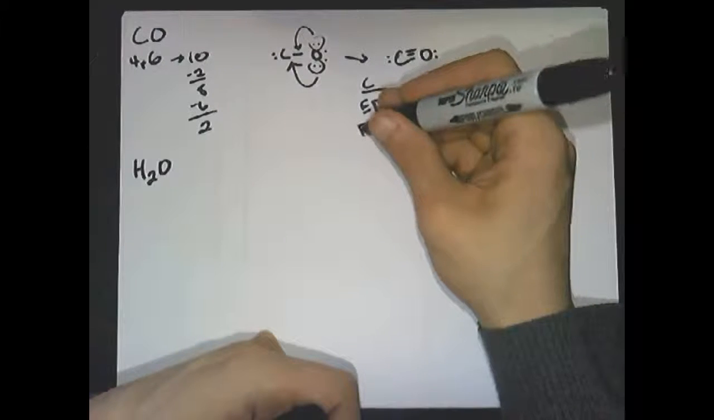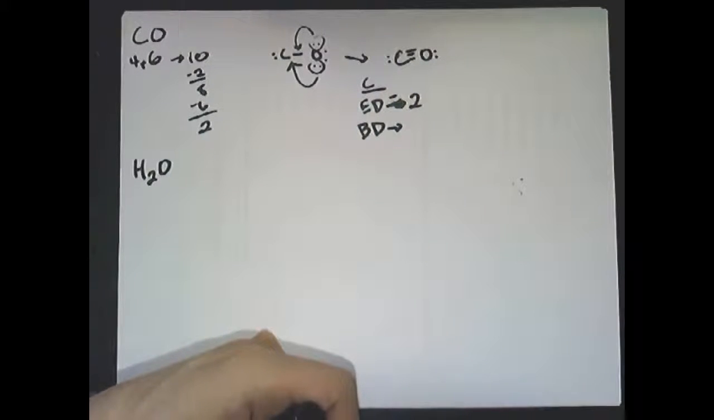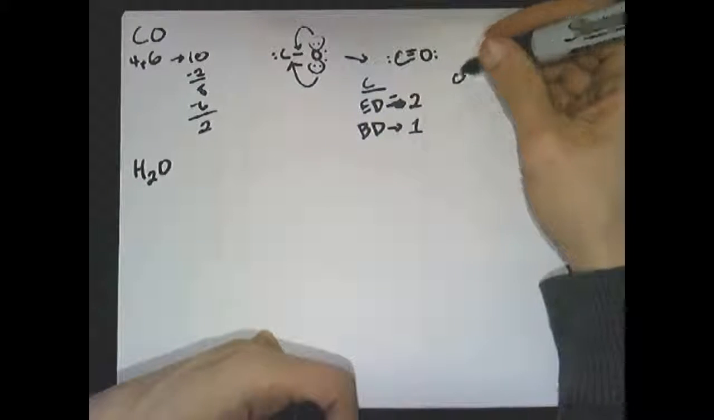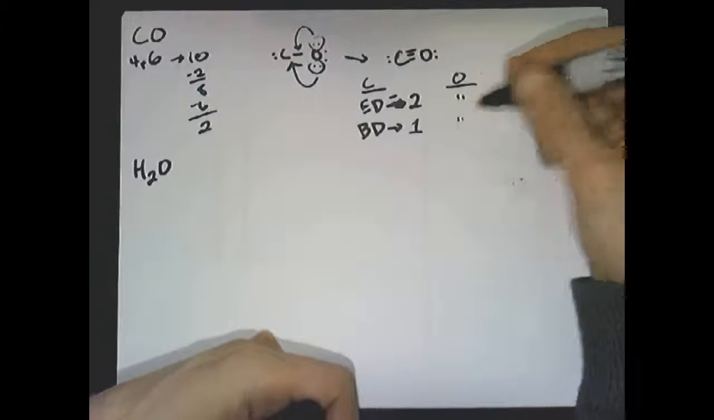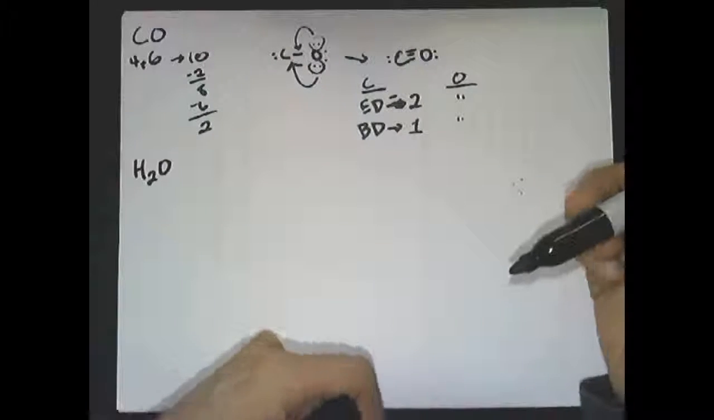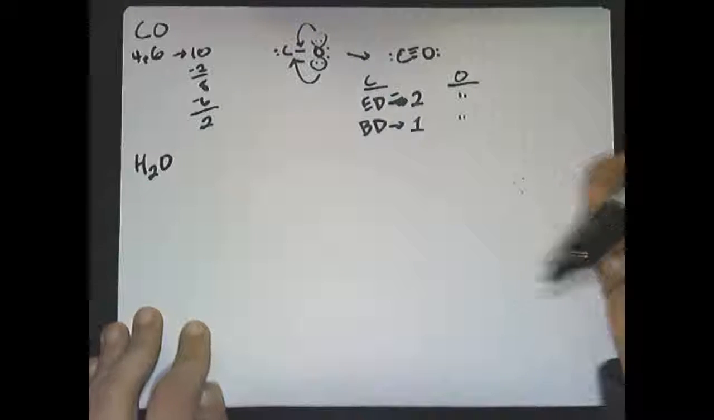And so how many bonding domains does carbon have? Well, you should be able to say, aha, 1, just the triple bond. And in fact, if we look at oxygen, it's got the exact same situation going on. 2 electron domains and only 1 bonding domain. So the same story there. Let's do water really quick.